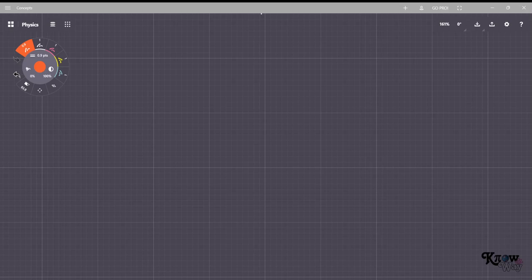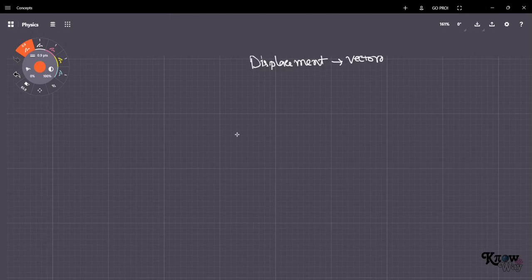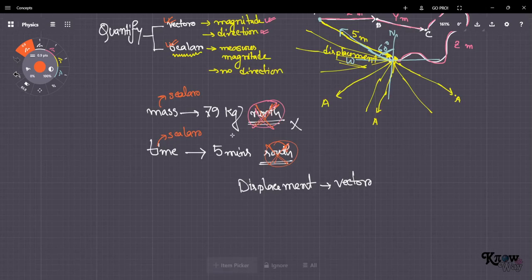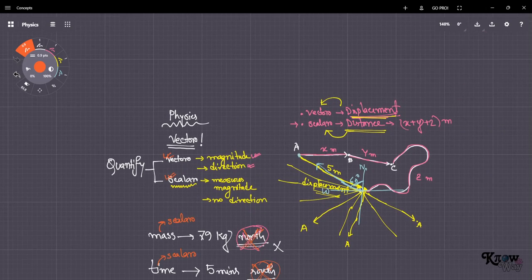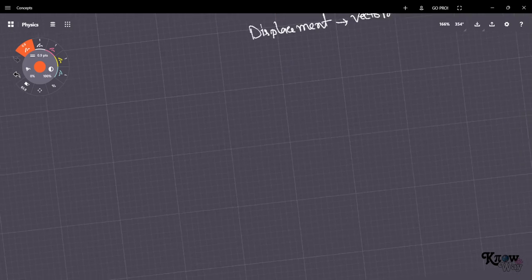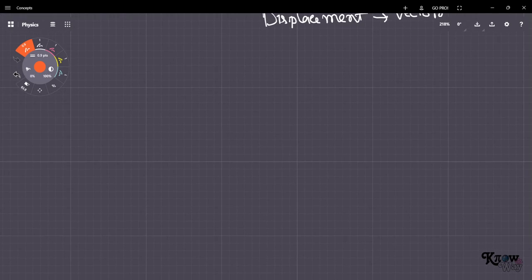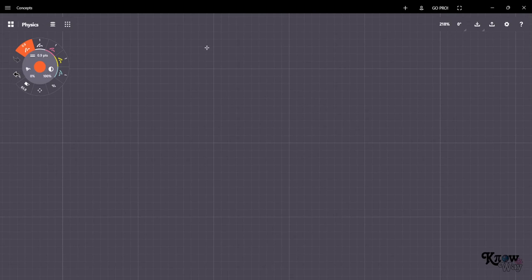Welcome again to lesson 2. We talked about the basic concept about vector quantities and scalar quantities. Now in this lesson we will talk more briefly about vector quantity. So let's start with vector.